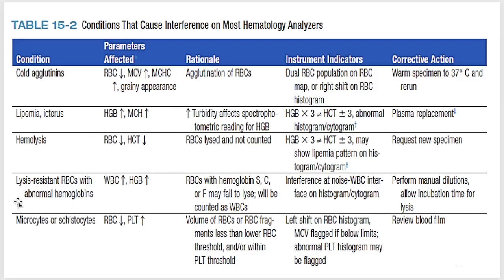Next, how about your lysis-resistant RBC with abnormal hemoglobins? So, rationale, your RBC with hemoglobin S and C or F may fail to lyse. Of course, hindi nalalyse yung mga RBC na may ganitong hemoglobin problem. And it will be counted as WBC. So, again, yung abnormal na mga hemoglobin ng ating RBC, hindi nalalyse ng ating specific reagent, so makokount siya as WBC.